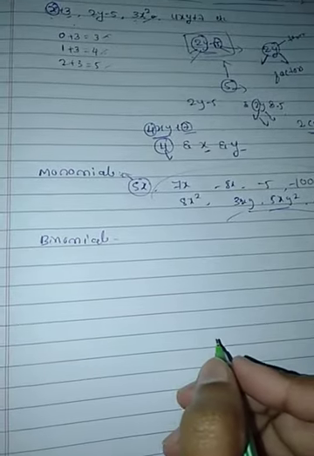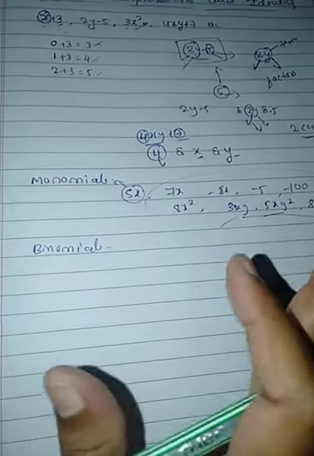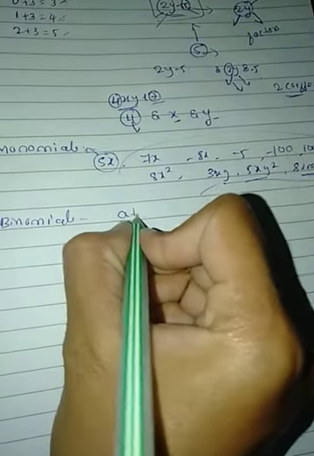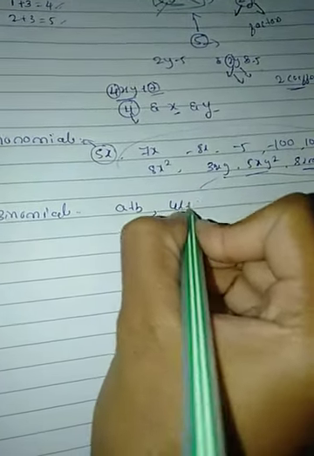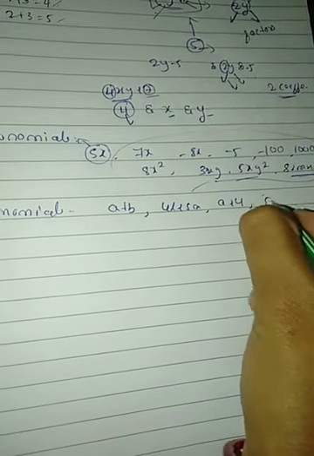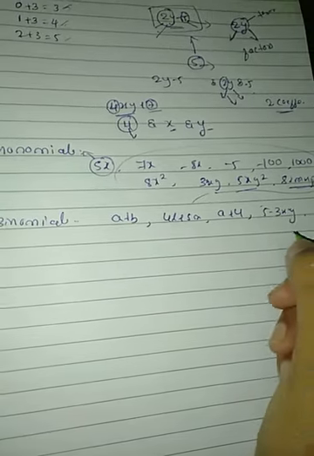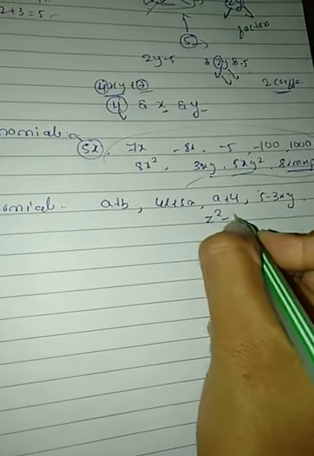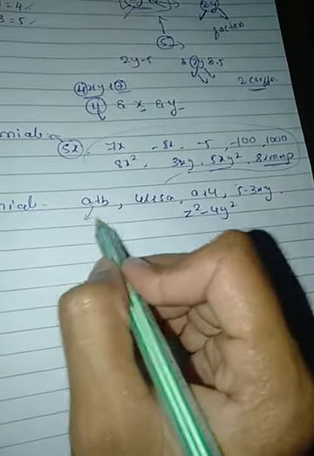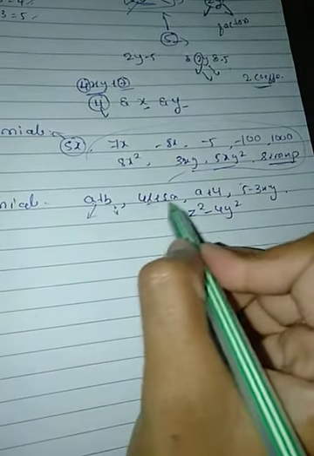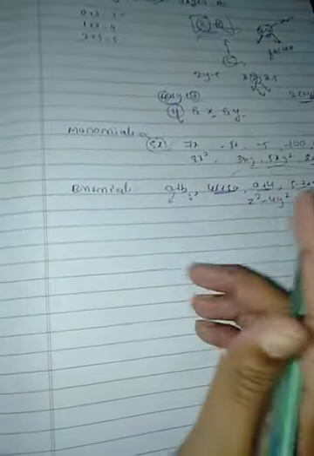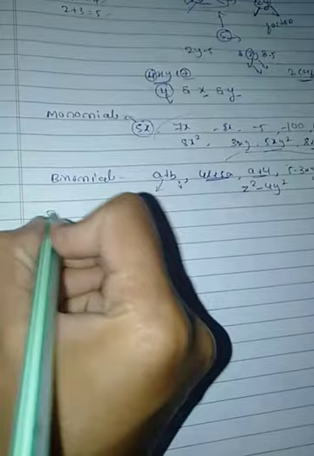Next one is binomial. A binomial is an expression containing two terms. For example, a plus b, 4l plus 5m, a plus 4, 5 minus 3xy, z square minus 4y square. Here the expression contains two terms, a and b. Here also two terms. Here also two terms. These expressions are called binomials.